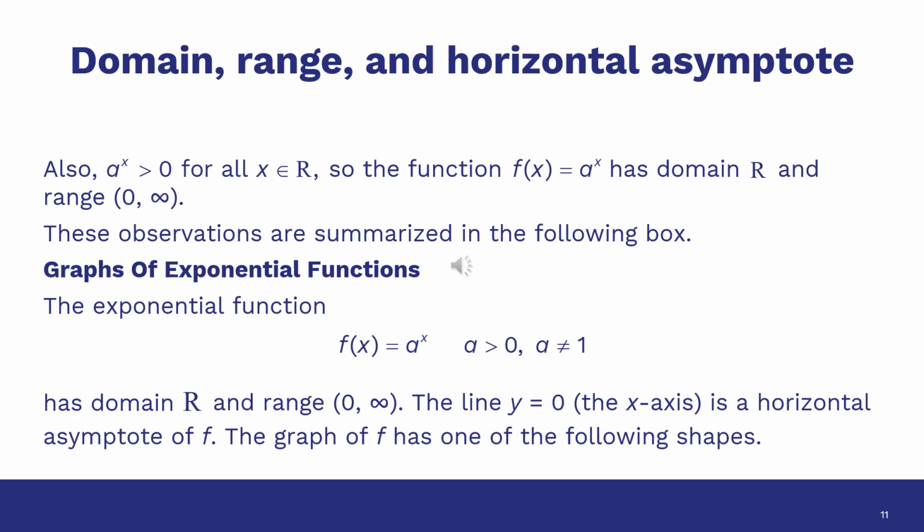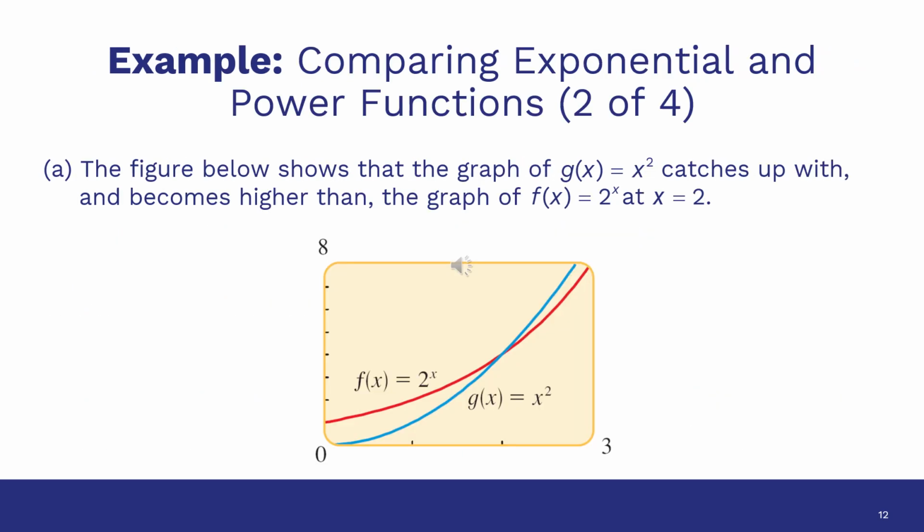The line y equals 0 is a horizontal asymptote the graph never crosses. These consistent characteristics simplify graph identification and problem solving. Understanding them is key before we examine inverse functions. What about comparing exponential and power functions?